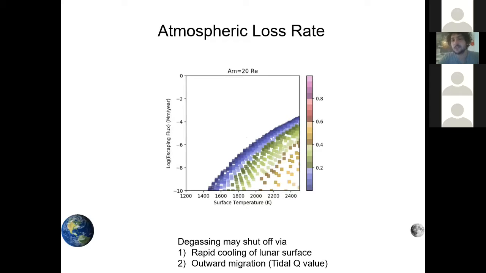And this then provides two mechanisms to arrest lunar atmospheric escape. The first being by simply cooling the lunar surface. So we initially start at perhaps 2,500 Kelvin, and as we cool down, the escaping flux decreases. And the second is if we stay at a nearly constant temperature, for example, and we simply move the moon away from the Earth, as it has been doing since its formation. It's now 384,000 kilometers away. This is another mechanism that causes a decrease in the escaping flux.